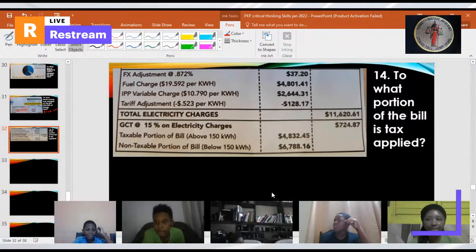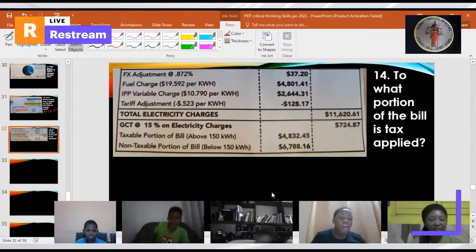Okay, Miss. Number 14. To what portion of the bill is tax applied? Miss, is it 15%? 15% of the bill is taxed. Is that what you're saying?